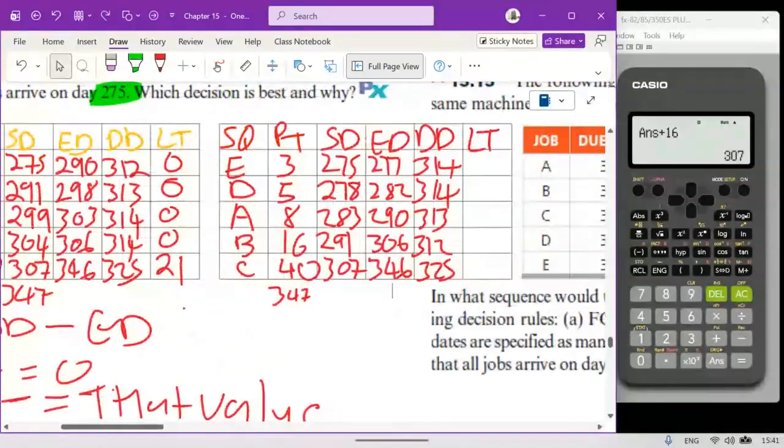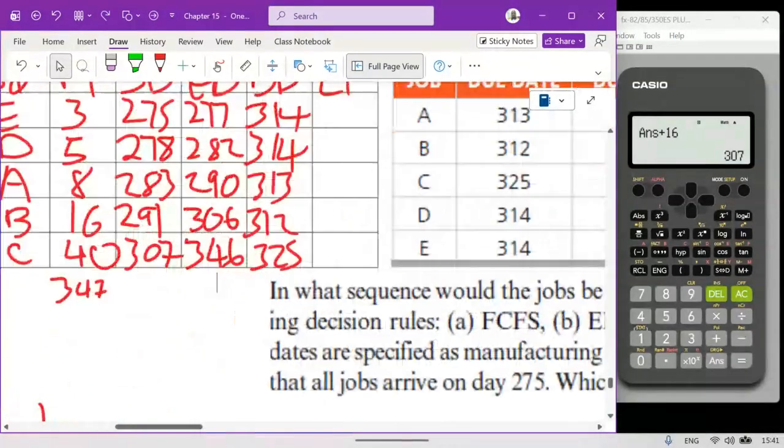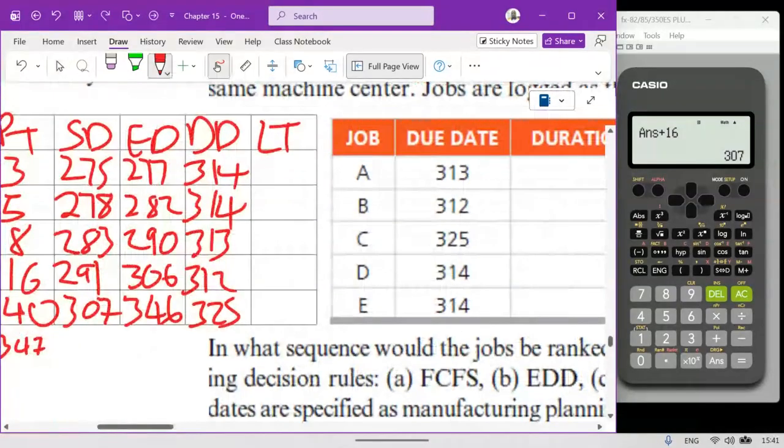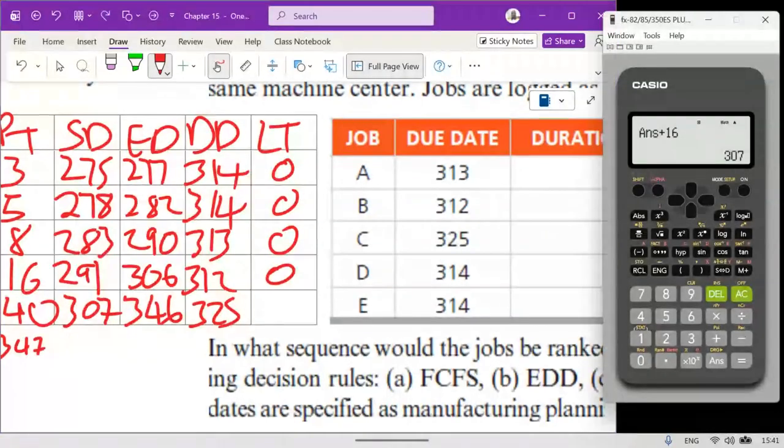Then we come. This one is bigger, it's a 0. This one is a 0, is bigger. This one is a 0. This one is a 0. And this one is giving the same. We'll confirm this on the software now. 325 minus 346, it's giving 21 again.